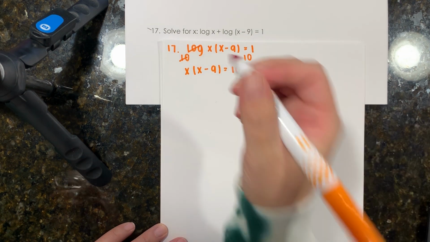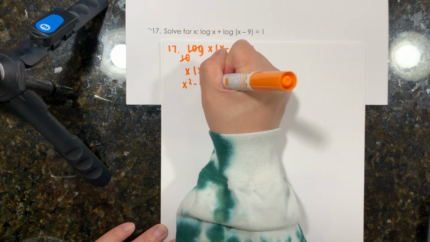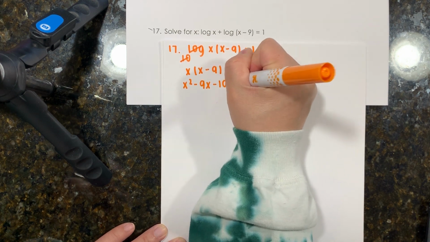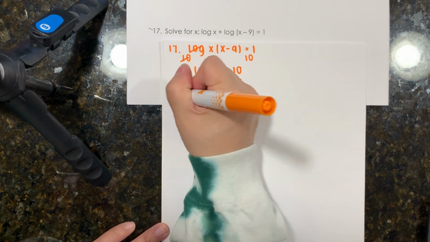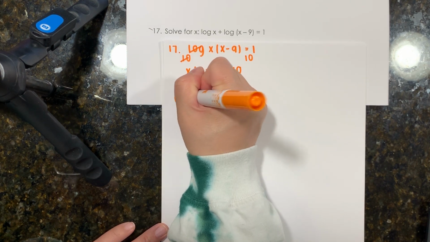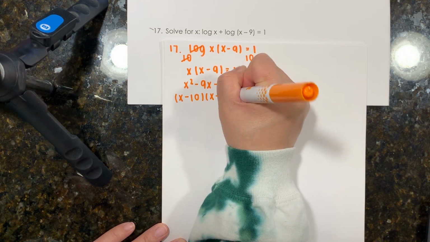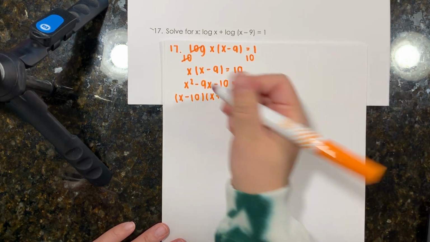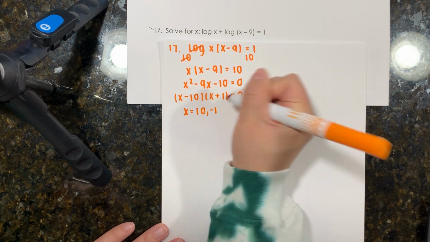Now, if I set this equation equal to 0, I'm going to get x squared minus 9x minus 10 is equal to 0. And this would actually factor evenly into x minus 10 times x plus 1. Which means that I have technically 2 answers. I have positive 10 and negative 1.